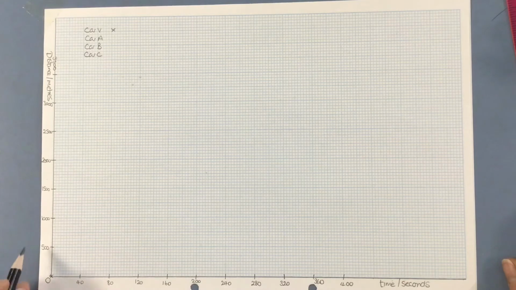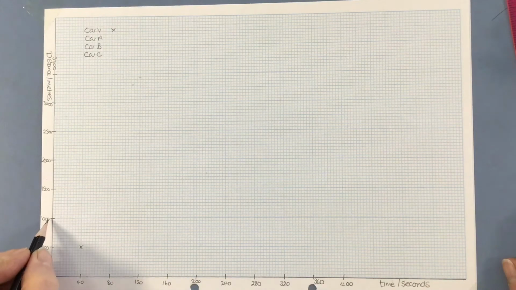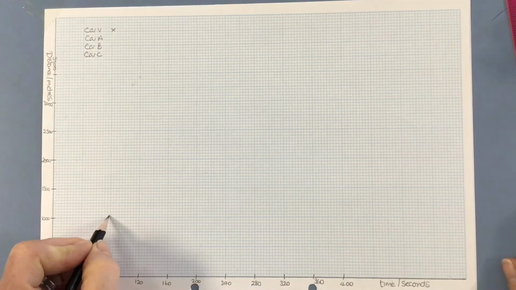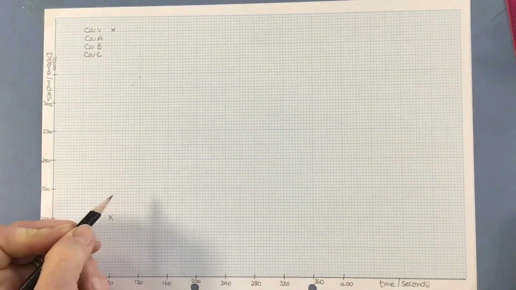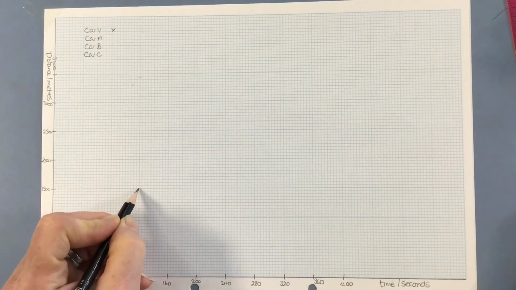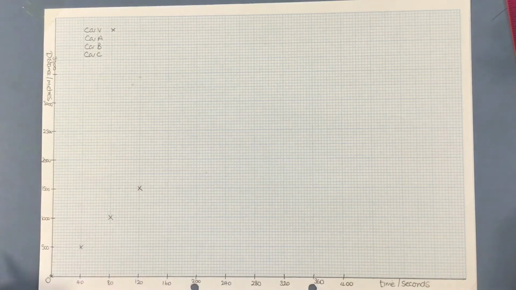The next at 500 meters, car V is at 40 seconds, so it's there. At 1,000 meters, car V is at 80 seconds. And then car V at 1,500 meters is at 120 seconds. So it's there, and then it stops.